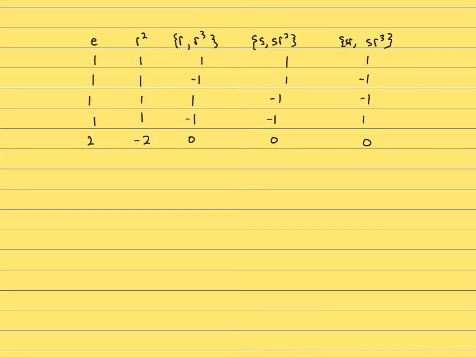In fact, it's not that hard to figure out what the representation is in this case, because whatever it does to R and S, it has to send R to something of trace 0 and S to something of trace 0.